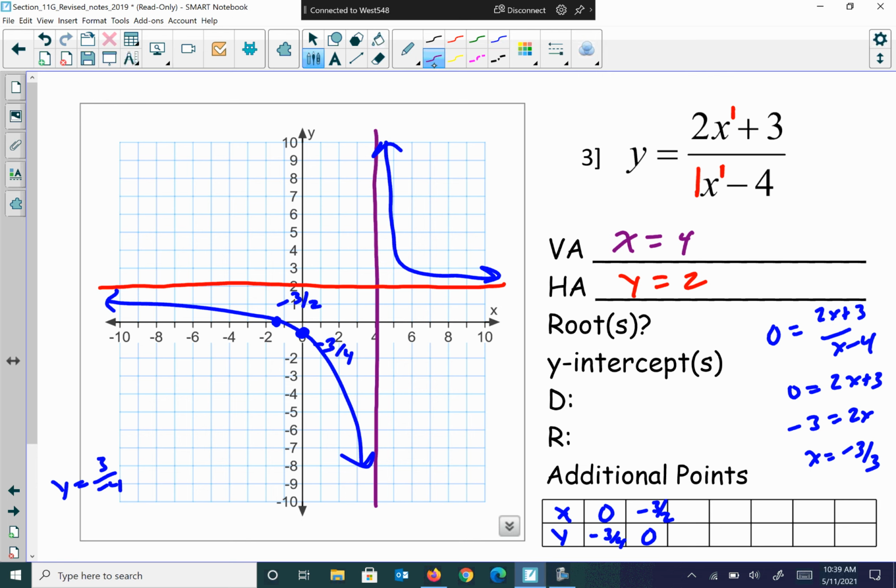Anyone want to take a shot at the domain? Negative infinity to 4, 4 to infinity? Anyone want to take a shot at the range? Negative infinity to 2, 2 to infinity.